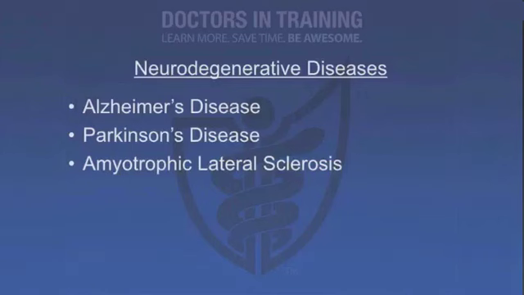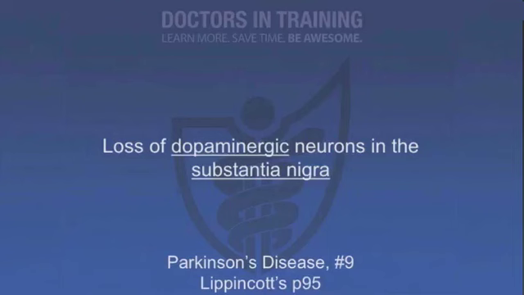So let's talk about some specific neurodegenerative diseases. We're talking about Alzheimer's disease, Parkinson's disease, and amyotrophic lateral sclerosis. These diseases are characterized by progressive loss of selective neurons in discrete areas of the brain. In Parkinson's disease, we're talking about loss of dopamine transmission, dopaminergic neurons, in an area of the brain called the substantia nigra. In Alzheimer's disease, we're talking about loss of cholinergic neurons, or acetylcholine-producing neurons, in the area of the brain called the nucleus basalis of Meynert.